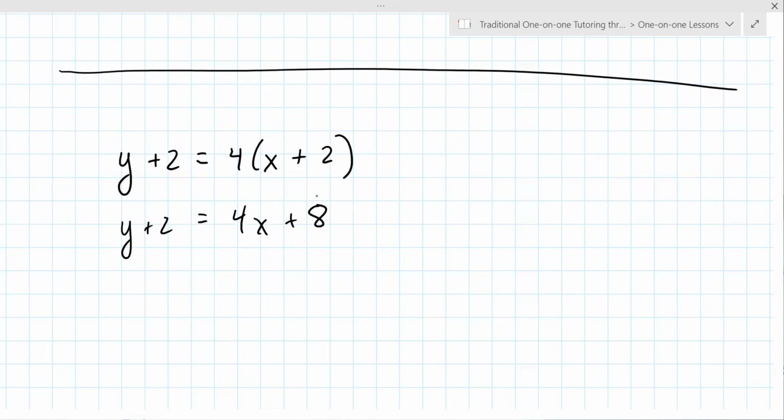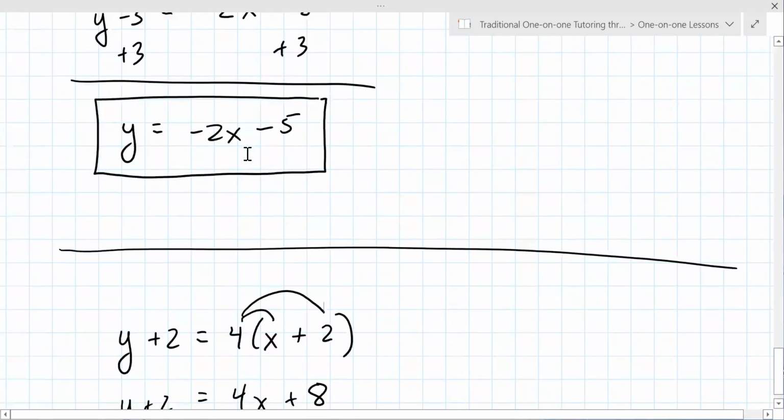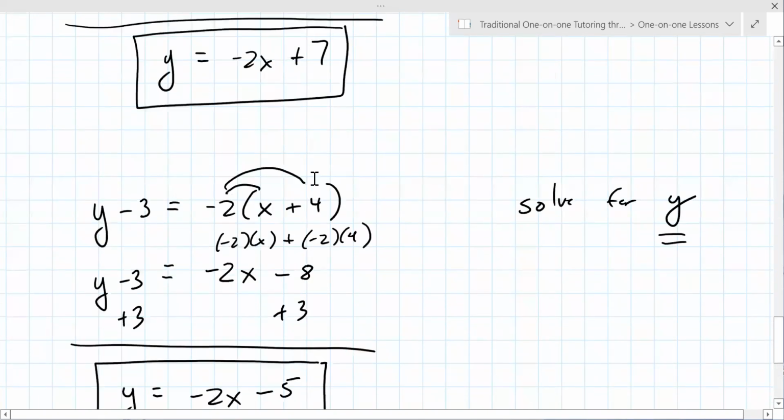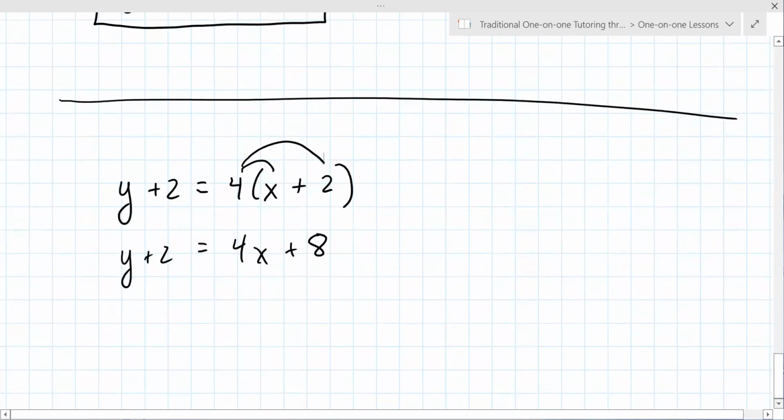Is it y equals 4 plus 8? Where is your x? Where did my x go? It doesn't go away. Your answer has to have an x in it. See how there's an x in the answer? Oh, my bad. So it would be y equals 4x plus 8.